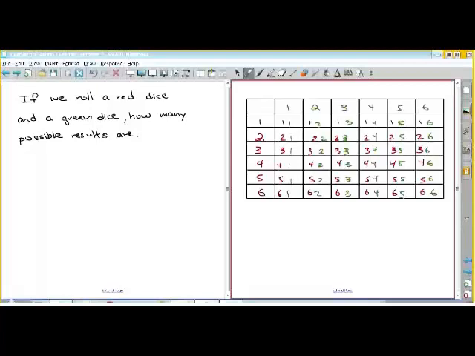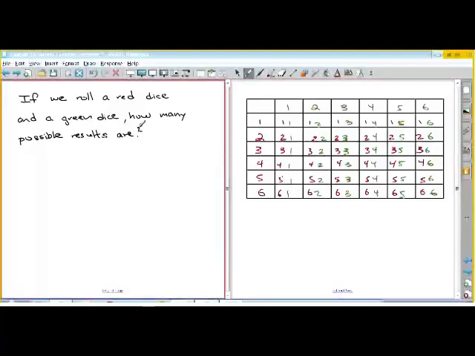So to answer the first question, if we roll a red dice and a green dice, how many possible results are there? The answer is 36. And how do I do that? By going over here and just counting how many possibilities I had. I've listed all the possibilities. But what if I say, with the additional limitation, that repeated digits are not allowed.